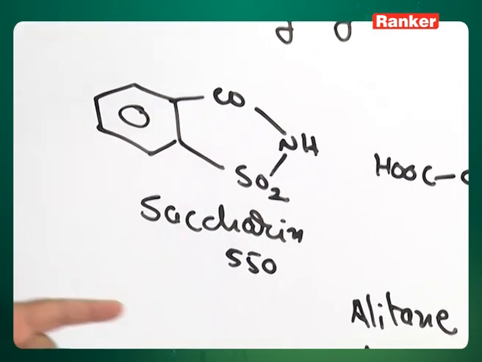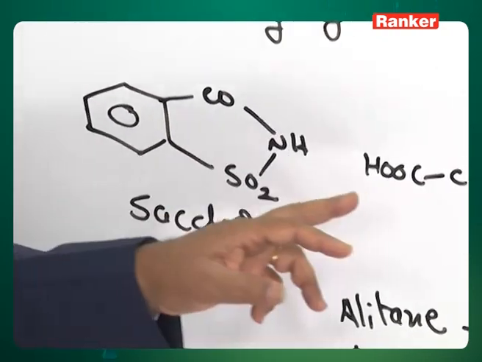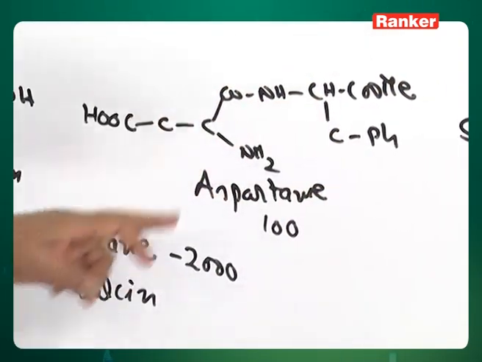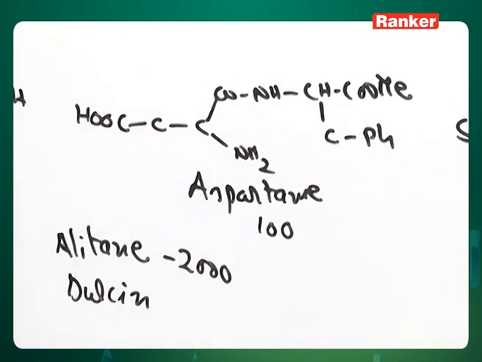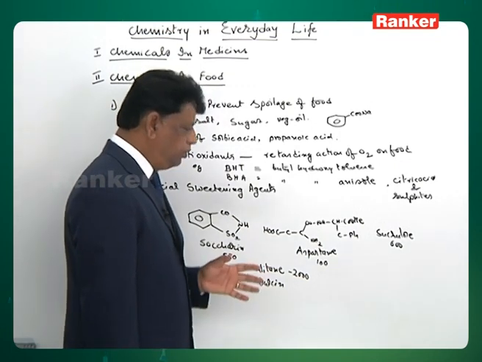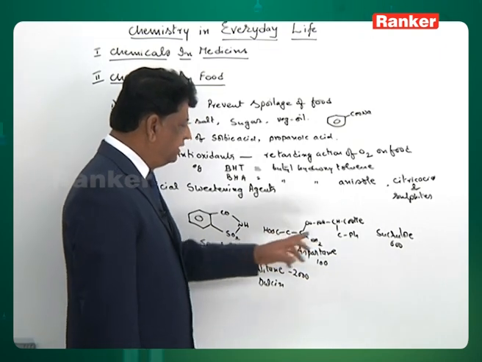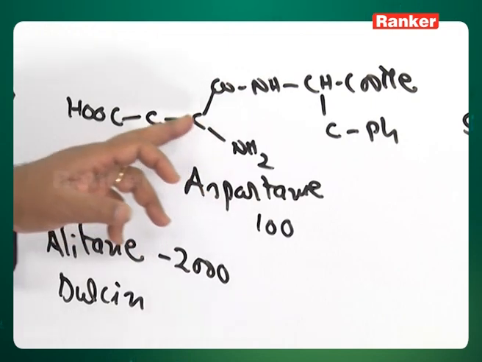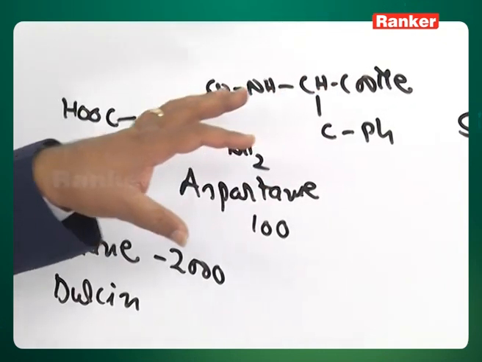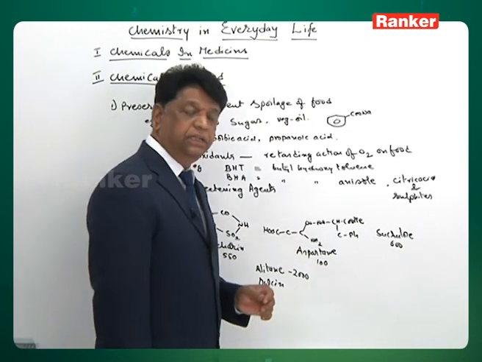It is 550 times sweeter than ordinary sugar. This is aspartame. It is an aliphatic compound containing ester, amide, amino and carboxylic acid functions. Here it is an alpha amino acid, but in this case it is a beta amino acid. It is almost a dipeptide linkage. Aspartame is about 100 times sweeter than sucrose.